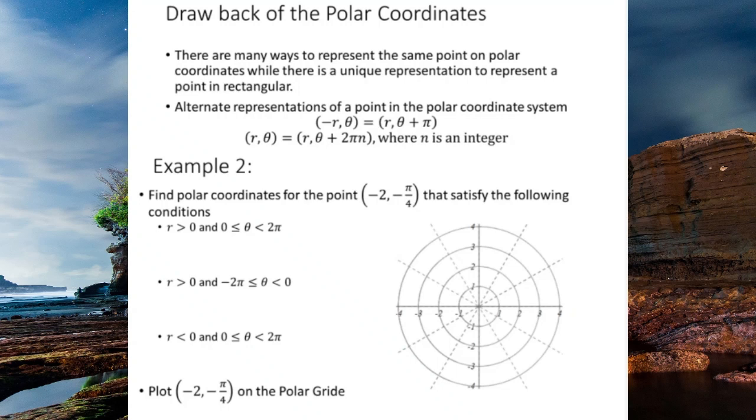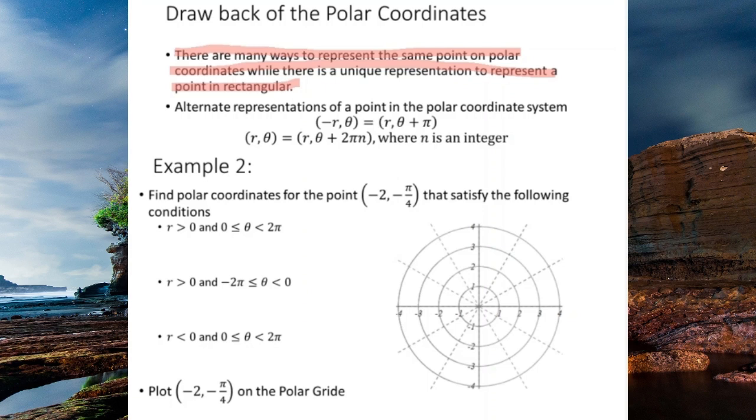So as we've seen in the last example, one of the major drawbacks of the polar coordinate system is that there are many ways to represent the same point. However, in the rectangular coordinate system, the representation is unique. The multiple ways of representing a point boil down to the fact that we have coterminal angles, along with the fact that we have r potentially being positive or negative.